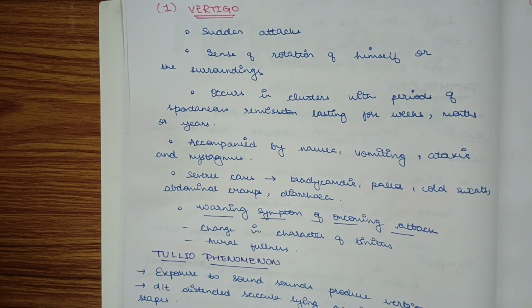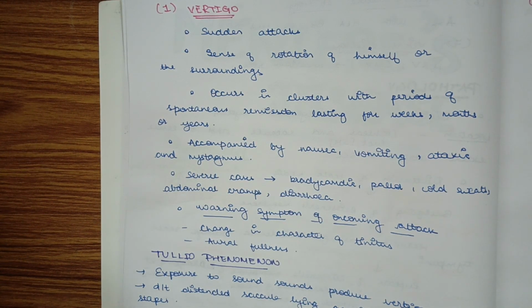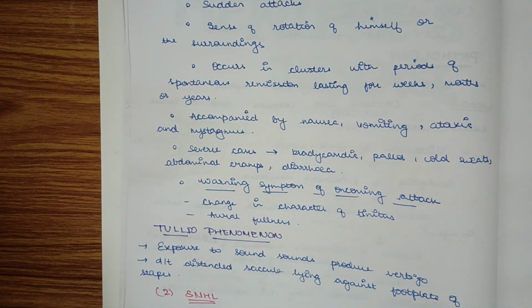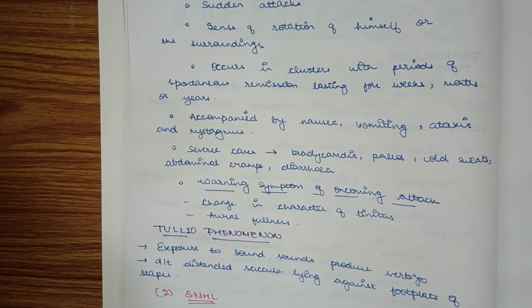It occurs in clusters with periods of spontaneous remission, which lasts for weeks, months, or years. So there are periods of spontaneous remission, which means there is a period in which the vertigo does not occur after the sudden attack, which lasts for weeks, months, or years. It is accompanied by nausea, vomiting, ataxia, and nystagmus. But in severe cases, it may also be associated with bradycardia, pallor, cold sweats, abdominal cramps, and diarrhea.